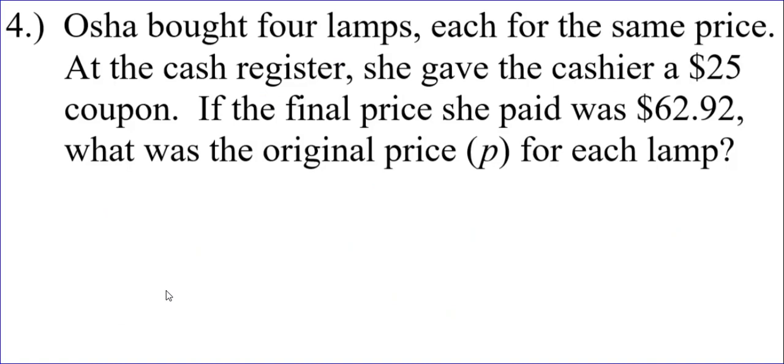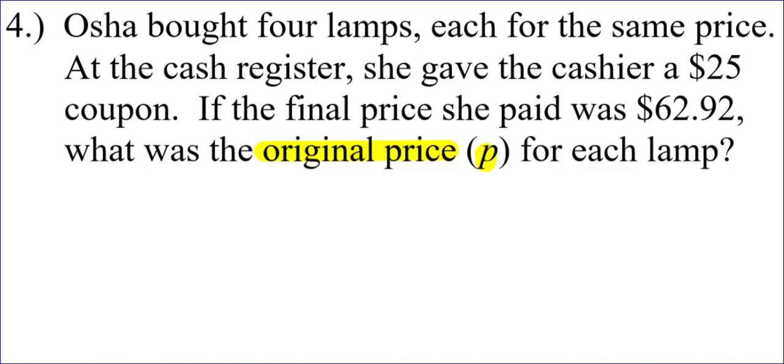Problem number 4, the last one I'm going to give you here. Asha bought 4 lamps, each for the same price. At the cash register, she gave the cashier a $25 coupon. If the final price she paid was $62.92, what was the original price for each lamp? You might notice on this problem, it actually tells me what variable I should choose, and it's placed appropriately at what it represents. So on problems like this, you do not need to define a variable because it has already been basically defined for you.